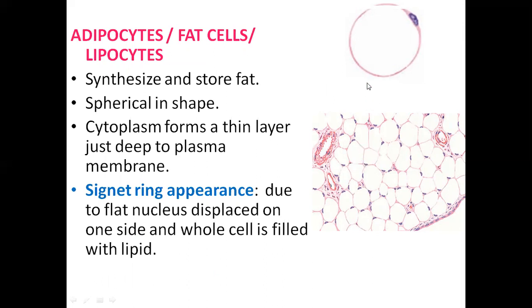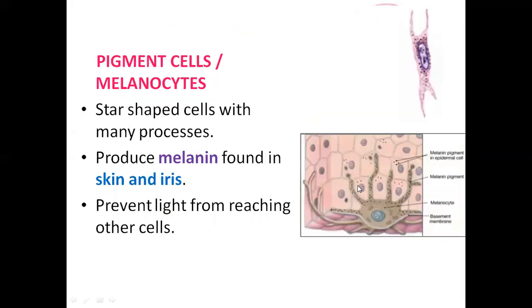The cytoplasm forms a thin layer just deep to the cell membrane, the plasma membrane. Towards the margin only, we will see the cytoplasm. The nucleus is pushed towards the periphery, and it gives a signet ring appearance. That means the whole middle area is actually loaded with fat droplets. In the center, a lipid droplet is there, the cytoplasm is pushed towards the periphery, and the nucleus is pushed towards the periphery. That's how the whole cell is filled with lipid.